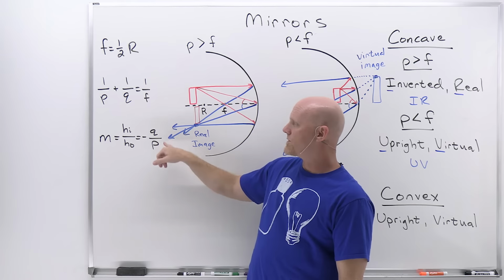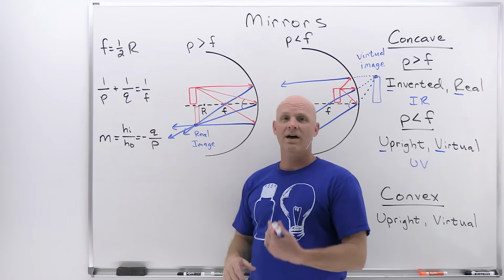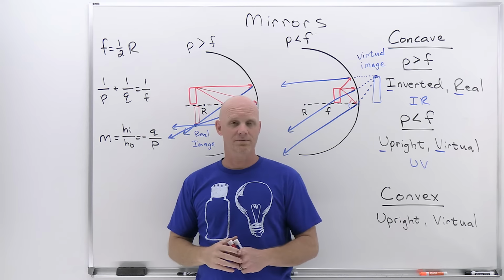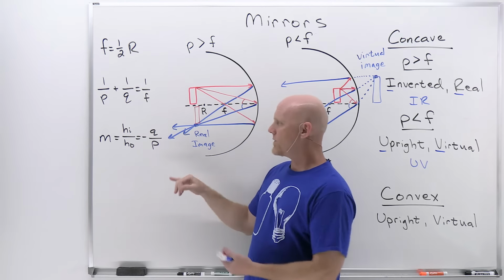But it's negative q over p. And again, if the magnification overall comes out negative, it's an inverted image. If it comes out positive, it's an upright image. And so now we can kind of put this all together.